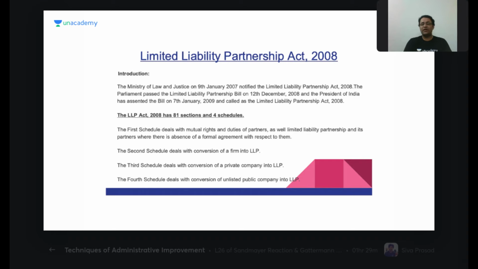Prisha says association of persons. Ritija says company name. No, that's the incorrect answer. Anyone else wants to try?